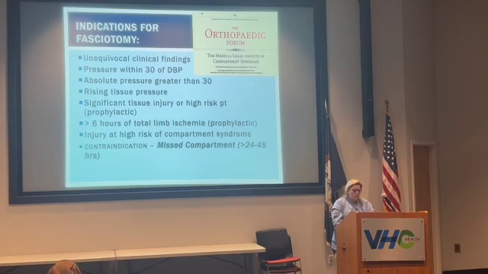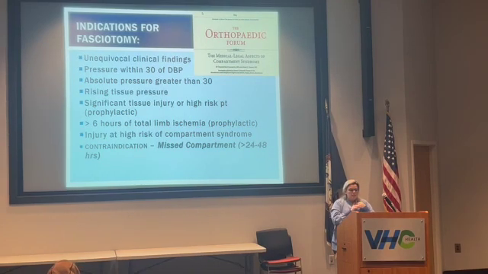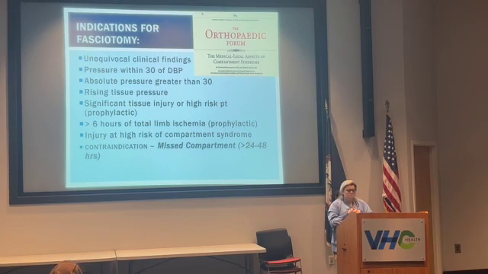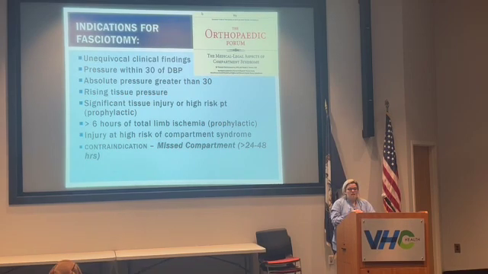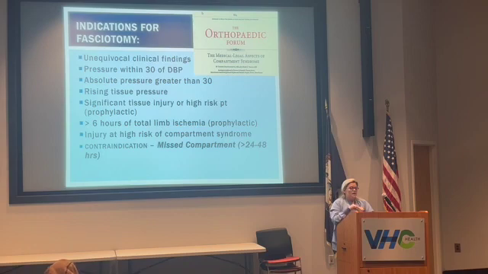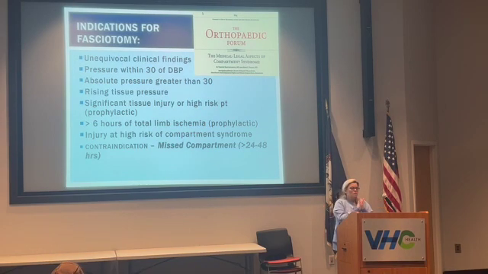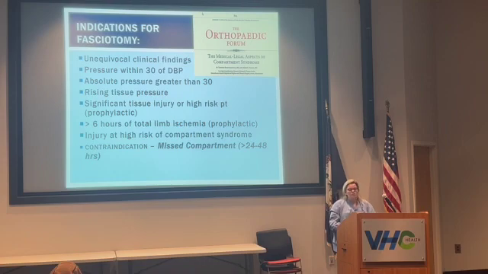So, one, the clinical findings can be a reason. Pressure within 30 of the diastolic blood pressure. Pressure within the compartment greater than 30. Sometimes we do this in patients who have really significant injuries, so we'll prophylactically do a fasciotomy if we're concerned about it. Greater than 6 hours of total limb ischemia time. If you have a patient who has to have a vascular repair, and their limb has been ischemic for greater than 6 hours, we prophylactically do this because we know that once you hook the pipes back up, things are going to get crazy. And then certain injuries that are at high risk for compartment syndrome, we, again, prophylactically do that.